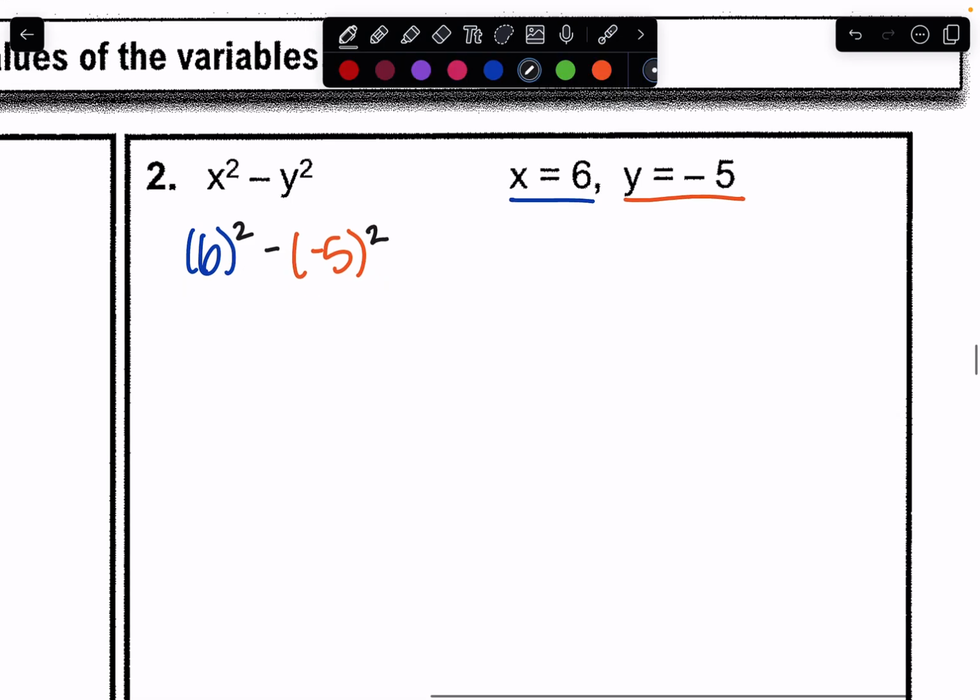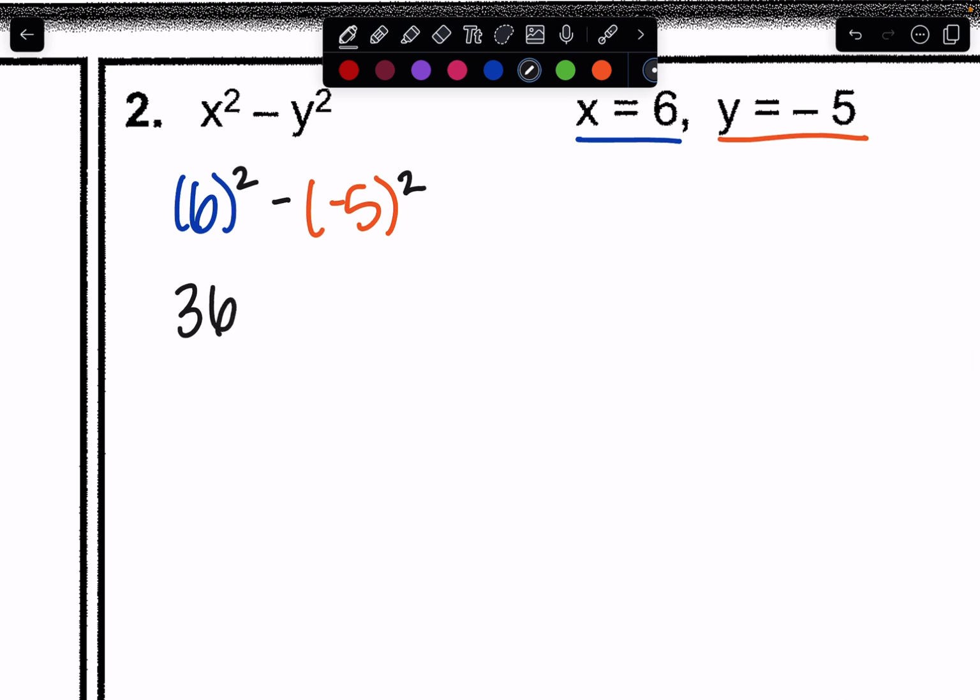Good. So 6 squared is 36. I have to rewrite that minus sign because I'm not subtracting it. -5 squared is 25. And so now I can subtract. 36 minus 25 is 11. So make sure we do not break the order. Even though we may be tempted to make that into a positive, we can't. That's going out of order.